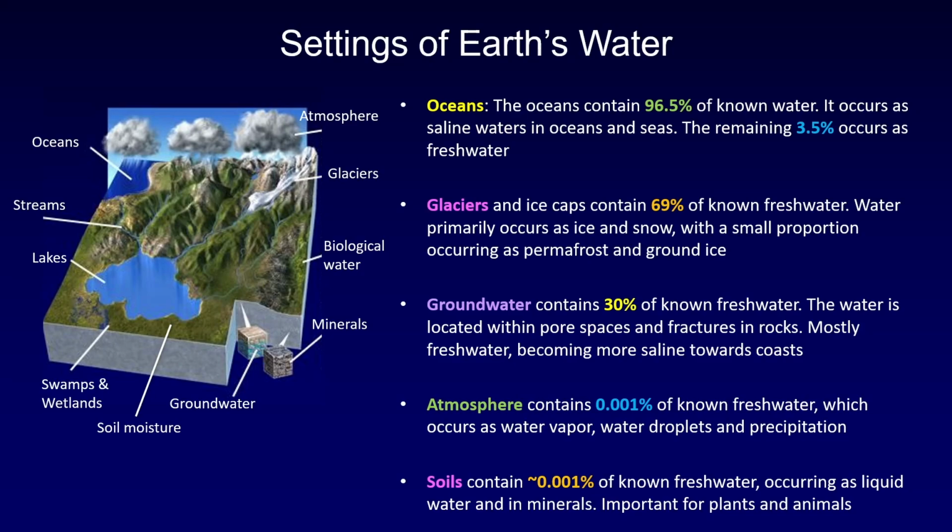You can see that with a combination of glaciers, ice caps, and groundwater, we've accounted for 99% of all fresh water. So, how is that remaining 1% split up? Well, let's begin by looking at the atmosphere and the soils. Both the atmosphere and soils contain approximately 0.001% of known fresh water.